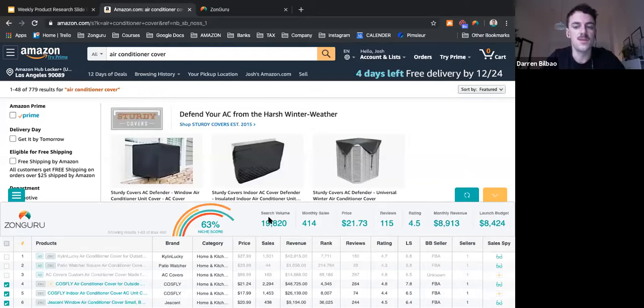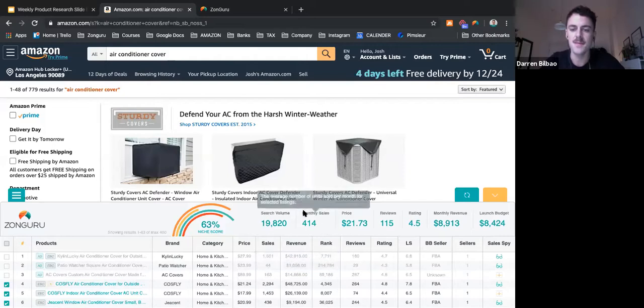Potentially it's a seasonal product too. I'm not sure how many people would want to... remember it's winter in the States at the moment. I don't know how many people will want to cover up their unit when it's summer and they're actually wanting to use it. So this might be quite high because people are wanting this product a lot more now.